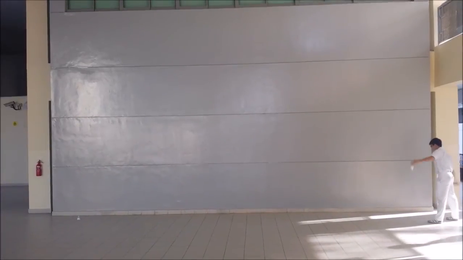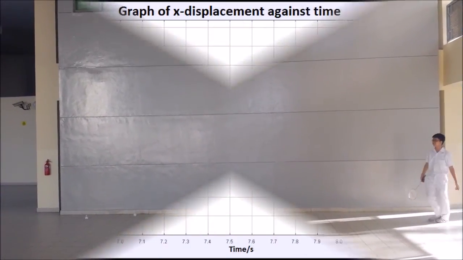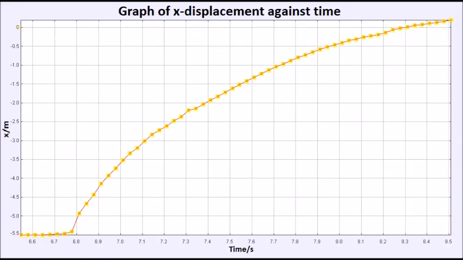Have you wondered why shuttlecocks don't fly in symmetrical parabolas? Let's look at the vertical and horizontal components of the motion of the shuttlecock. We will first look at the horizontal axis.